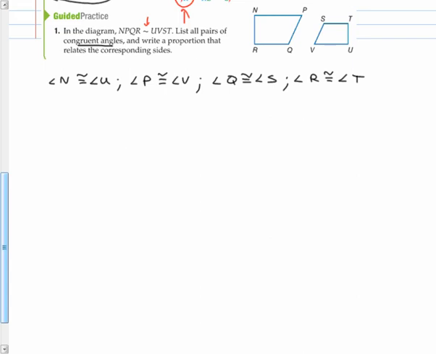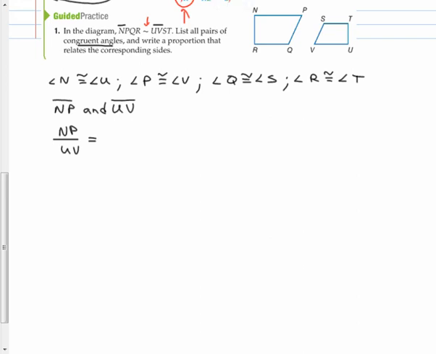Corresponding sides, I'm going to take the first two. So I know NP must be similar to, what's the first one? UV. Now, it would be true to say NP is proportional with UV. The lengths, I should take away that little segment symbol. The lengths are proportional to each other. So write a proportion that relates them.